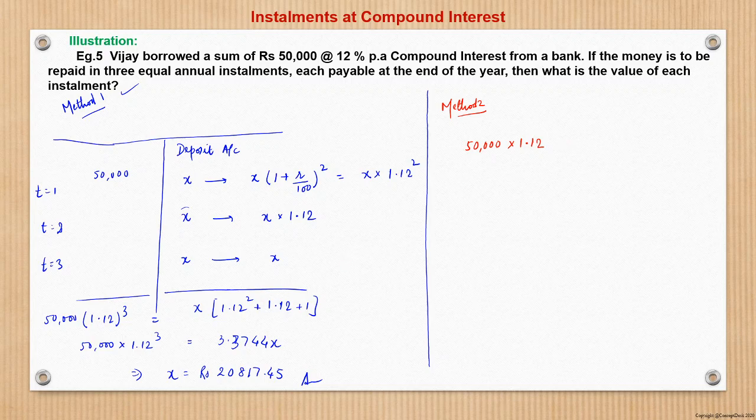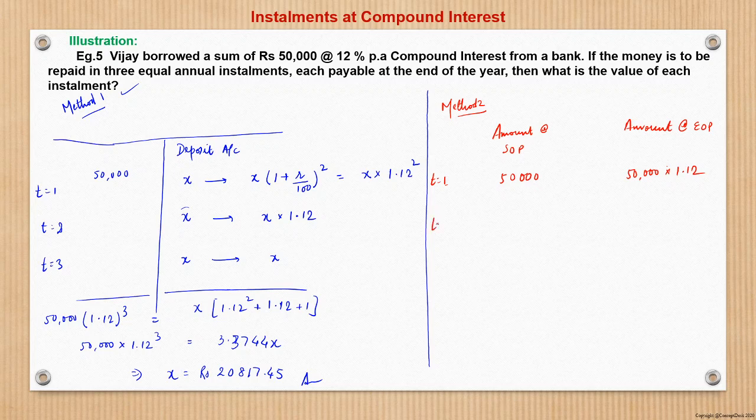So let me write in a table: amount at the start of period, amount at end of period, and time is equal to say 1. First year start of period, the amount was 50,000. Amount at the end of period will be what? 50,000 into 1.12, right? 12% interest on this.